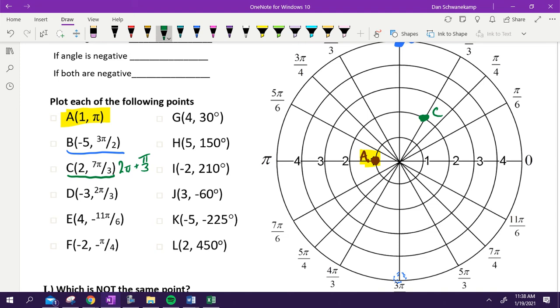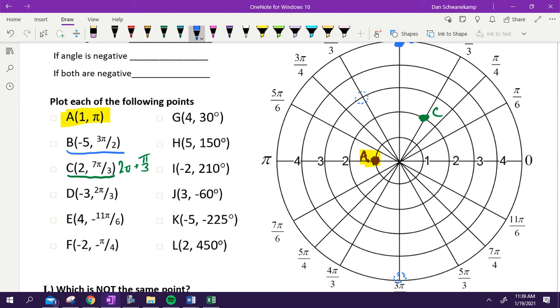Letter D, -3, 2 pi over 3. Try that with your neighbor real quick. Show me with your fingers which quadrant did you end up in. Lots of 4s. I agree with you on that. Again, -3, 2 pi over 3 would be right here.